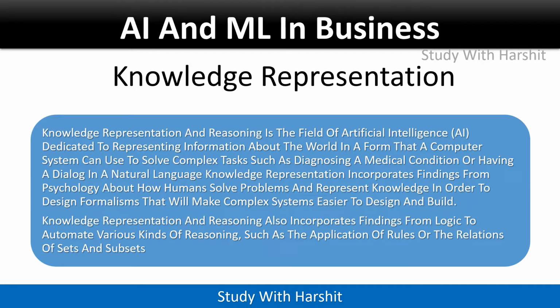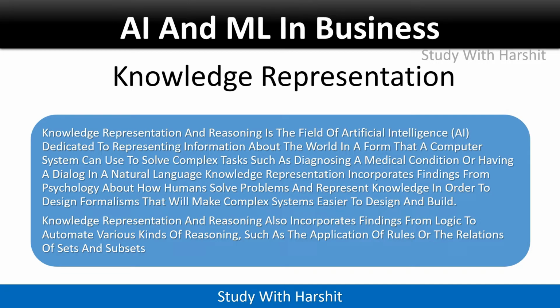Knowledge representation incorporates findings from psychology about how humans solve problems and represent knowledge in order to design formalisms that will make complex systems easier to design and build. Knowledge representation and reasoning also incorporates findings from logic to automate various kinds of reasoning, such as the application of rules or the relations of sets and subsets.